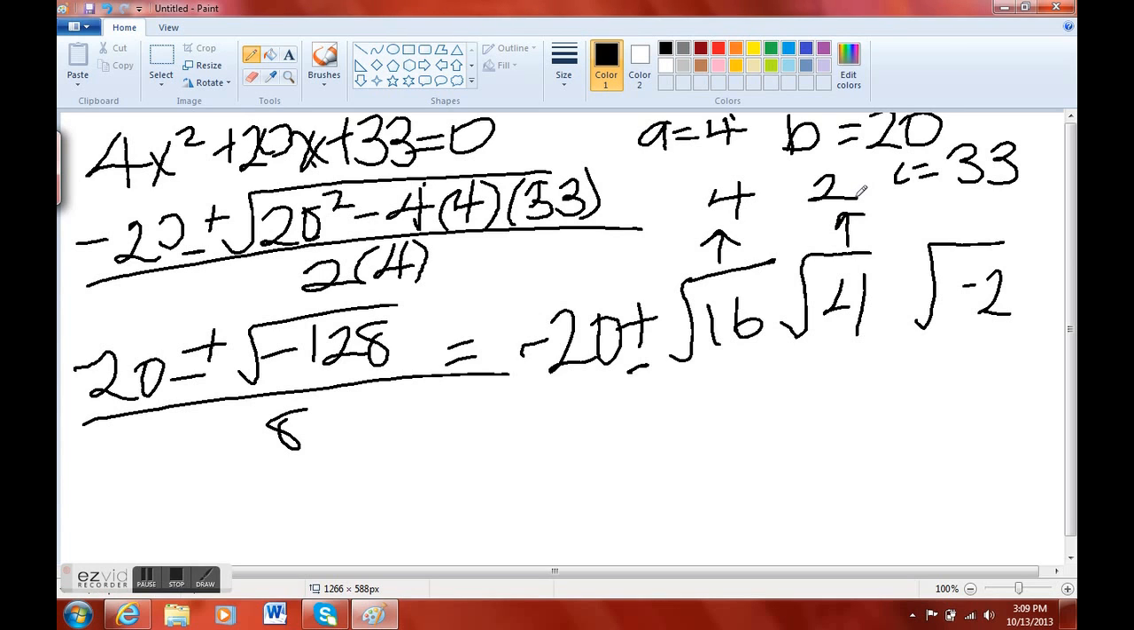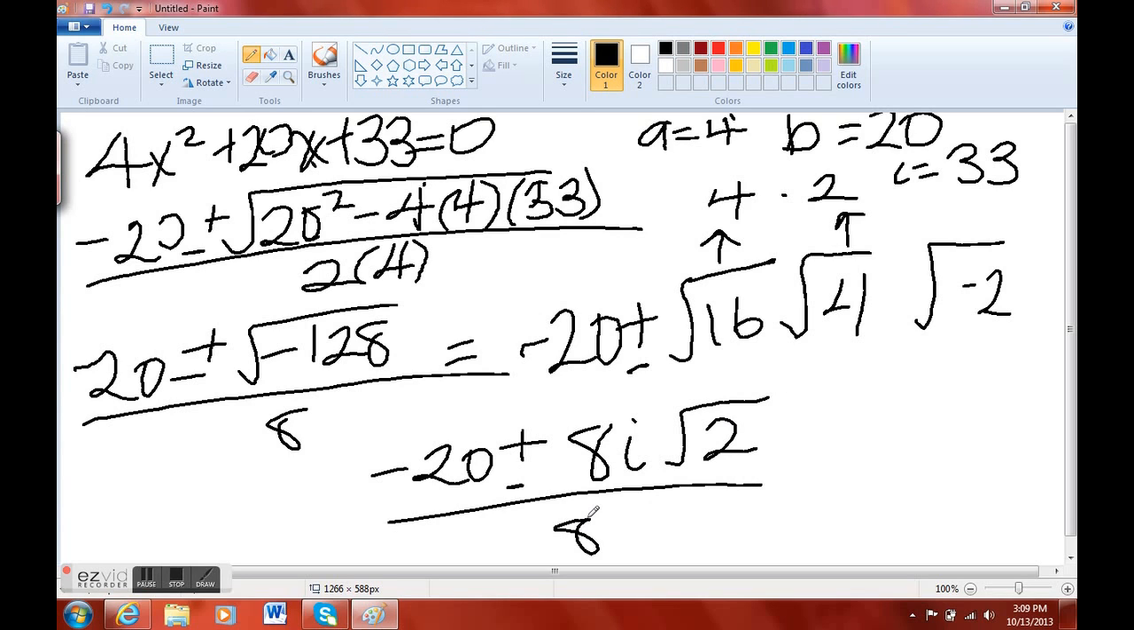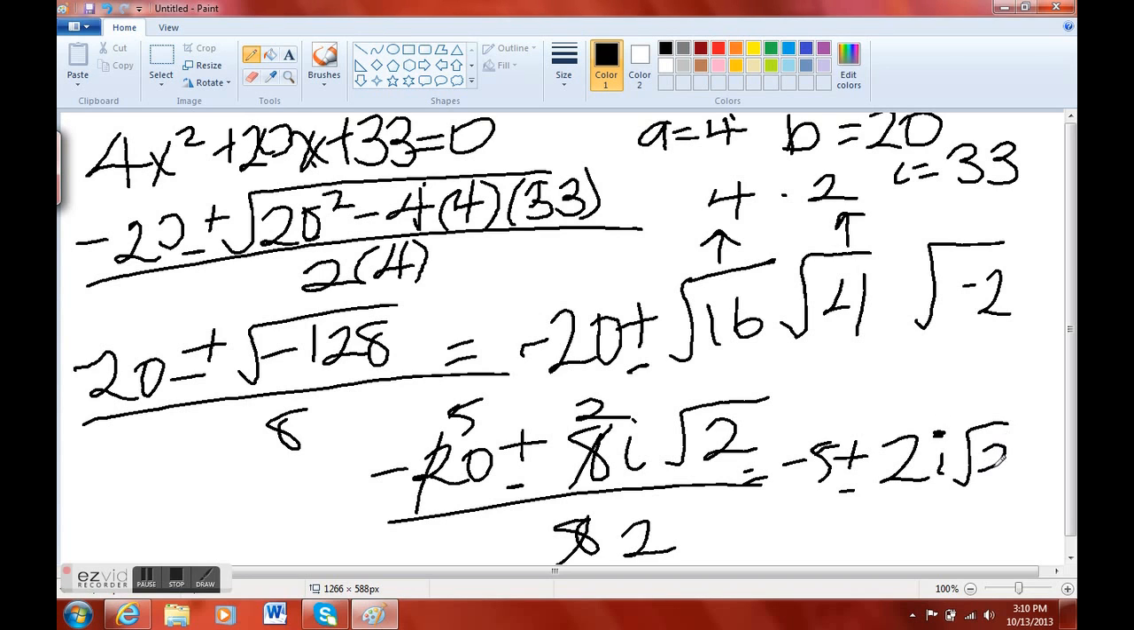-128 has a -1 in it, the square root of -1 is i, which is why you see an 8i. Then I simplify it. I divide it all by 4 because it's all divisible by 4 except for the square root of 2. So you are left with -5 plus or minus 2i square root of 2, all over 2. If you need to go back and look at that one more time, that's fine, because it kind of is a little confusing. But this is the simplifying process.